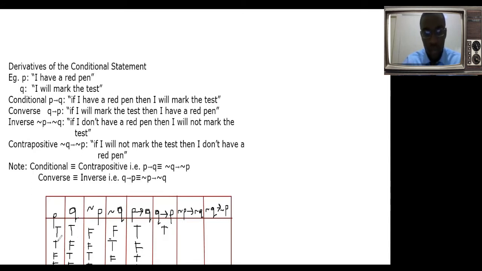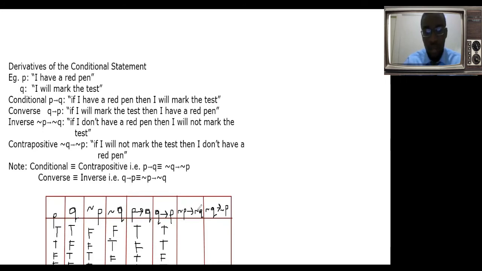Q is false and P is true, then this is true. Now when Q is true but P is false, then I told you a lie, because I said if this is true, then this must be true. But here it is false, so I told you a lie. I said if Q is true and P is false, then right here is where Q implies P is false. Now the last one is going to be true.